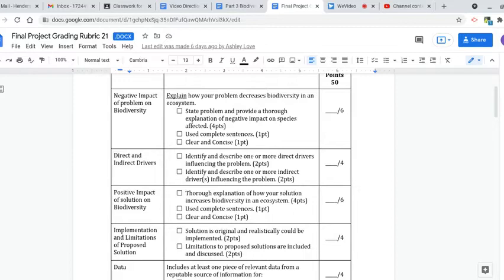You also need to identify and describe one or more indirect drivers influencing the problem. So let's take a look at what that looks like.